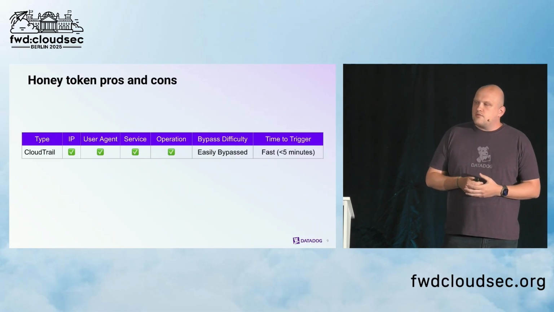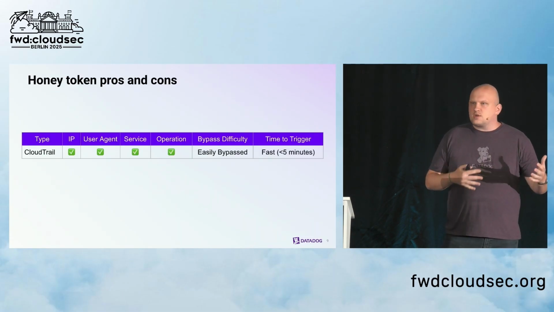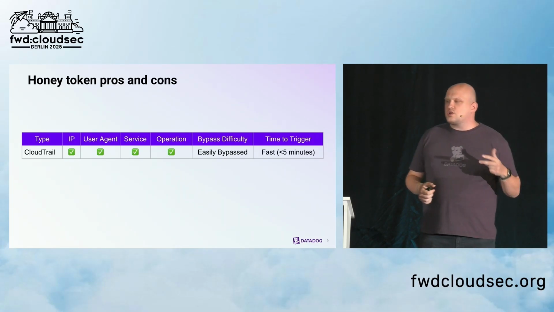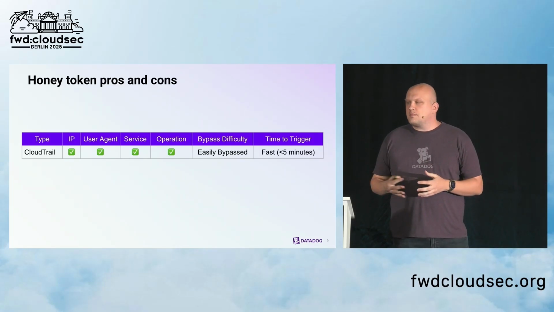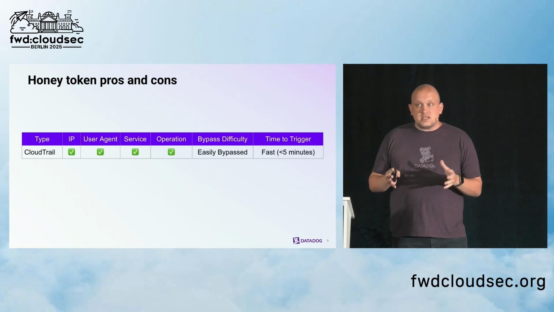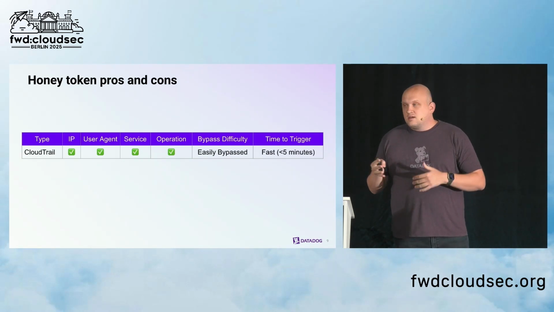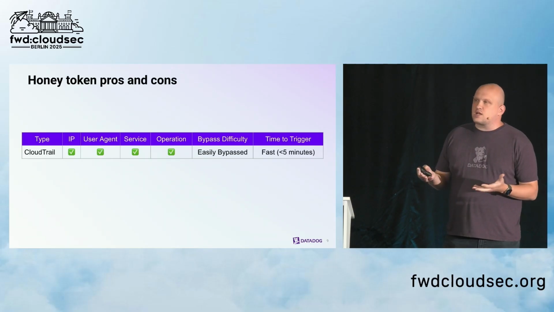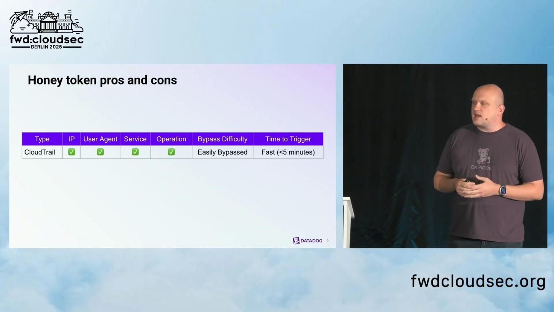CloudTrail has a lot of benefits for this use case. You get all that great observability data. You know the IP address, the user agent, the service, and the operation that they're trying to perform. And in addition, these days, CloudTrail's pretty quick. Long gone are the days of waiting like 15 to 20 minutes for the logs to actually show up. And this makes it sort of a preferred mechanism for a honey token.